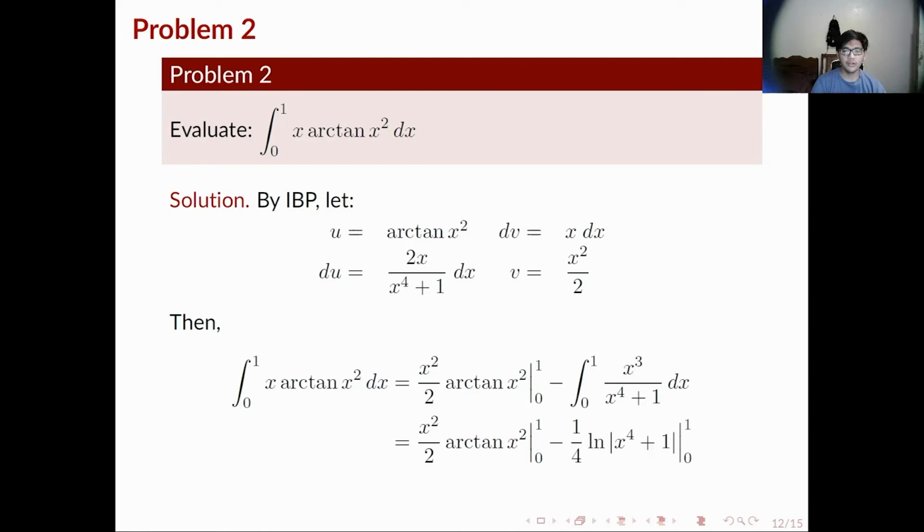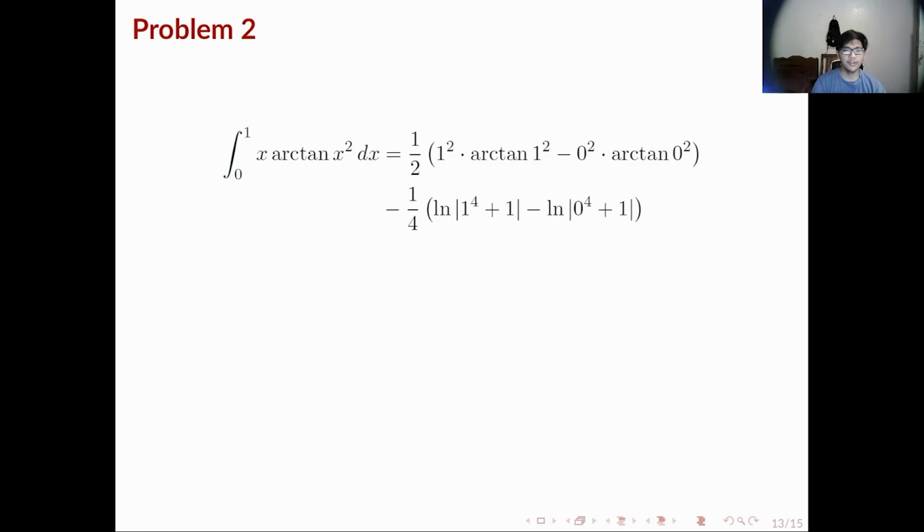Evaluating this integral, we get x squared over 2 arctan x squared evaluated from 0 to 1 minus 1/4 ln of absolute value x to the fourth plus 1 evaluated from 0 to 1. Now, substituting this, we get 1/2 times 1 squared times arctan 1 squared minus 0 squared times arctan 0 squared minus 1/4 times ln of the absolute value 1 to the fourth plus 1 minus ln of the absolute value 0 to the fourth plus 1.